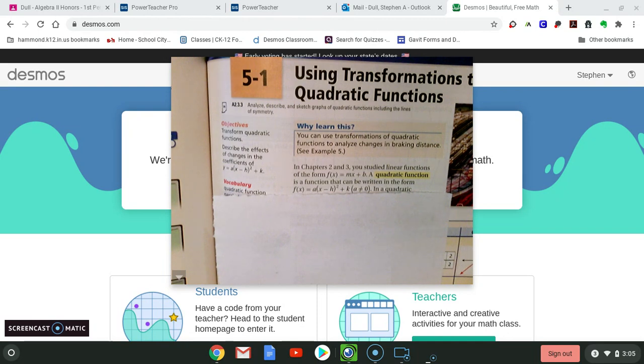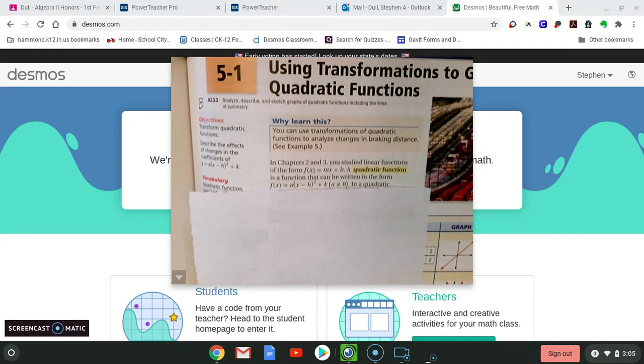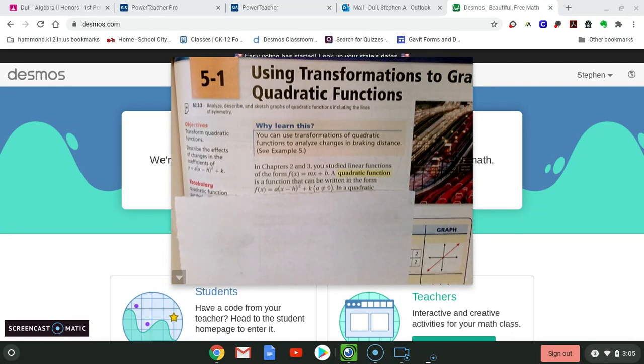So just wanted to touch base and put together a video with some of the things that we talked about today in class regarding quadratic functions and transformations. And so, keeping in mind that Algebra 2, the first semester anyway, is a lot like Algebra 1 all over again, just faster. Some of these things will sound very familiar to you.